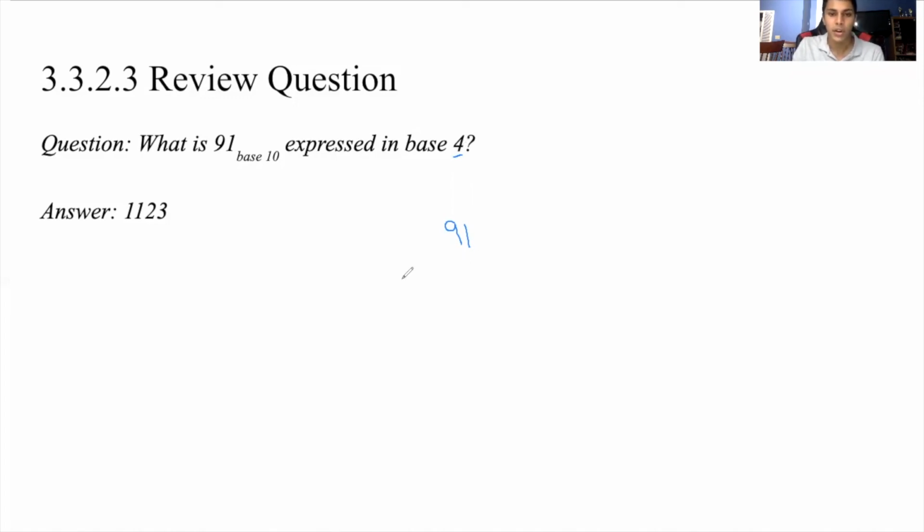So let's start listing out our powers of 4. First we have 1, which is 4 to the power of 0, because you always start with 1. Then 4 to the power of 1, which is 4. 4 to the power of 2, which is 16. 4 to the power of 3, which is 64. And then 4 to the power of 4, which is 256. I know we can stop at 256 because 91 is not going to be divisible by 256 at all, since 256 is greater than 91. So the highest power of 4 that 91 is divisible by is 64, because 64 can go into 91 at least once.